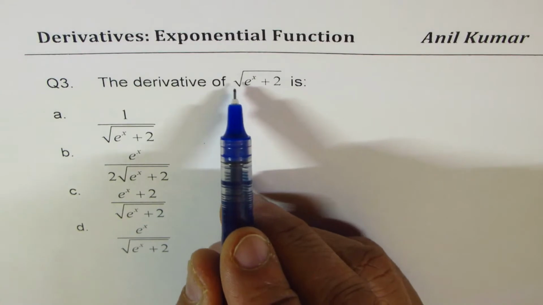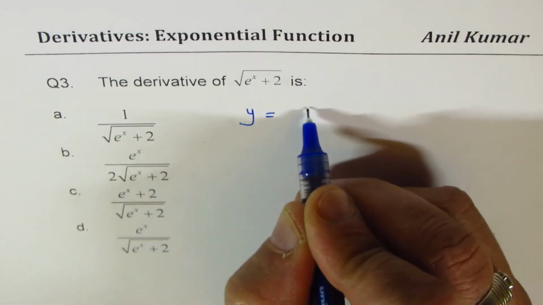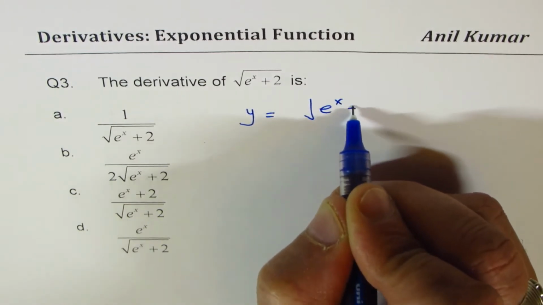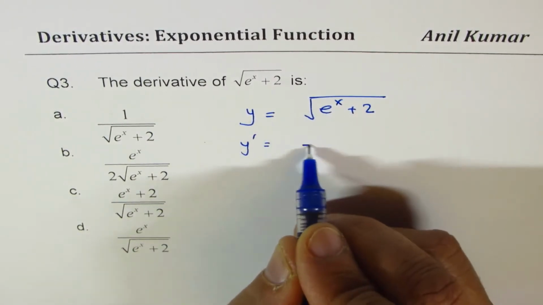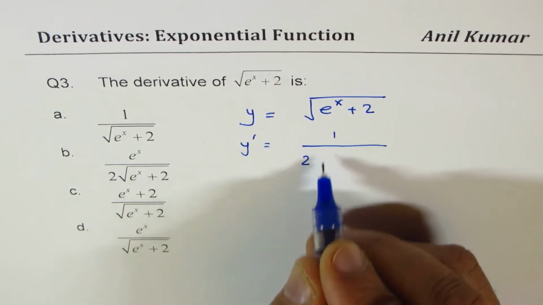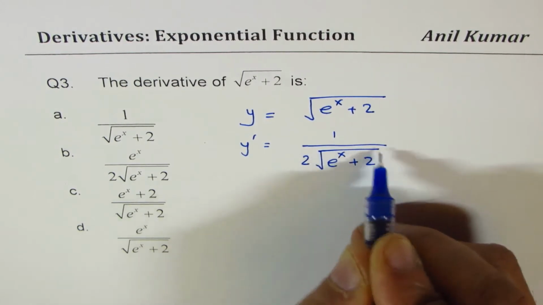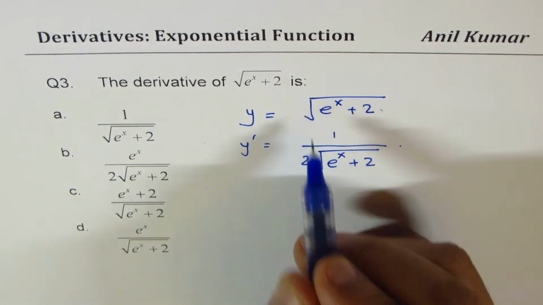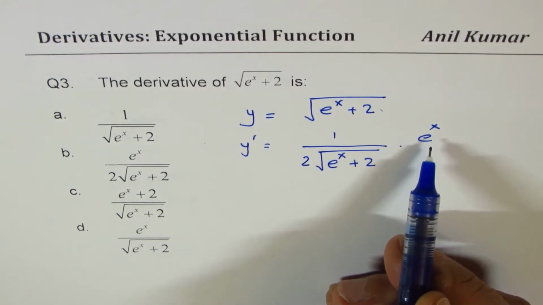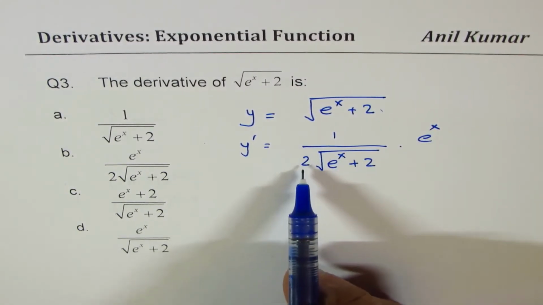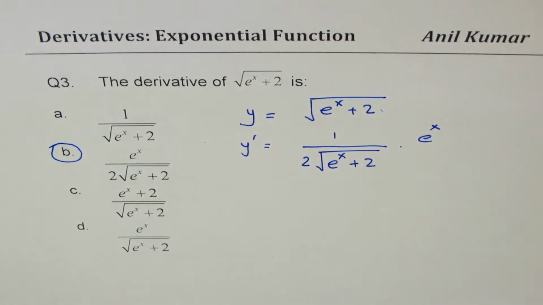So we need to find the derivative of this function, just match them. We know y equals the square root of e to the power of x plus 2. So the derivative will be, for the square root function, 1 over 2 times the function itself, which is e to the power of x plus 2, times the derivative of this function, which is e to the power of x, correct? So we're looking for e to the power of x in the numerator and 2 times this in the denominator. So option B is the right option.